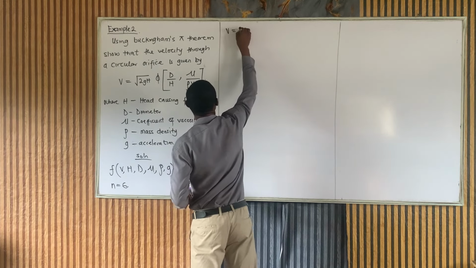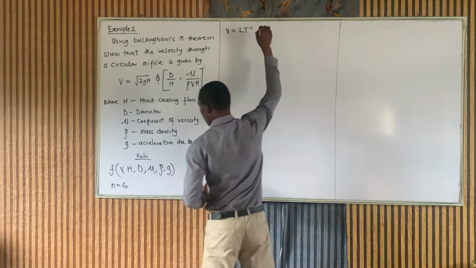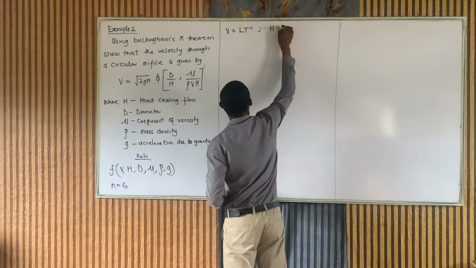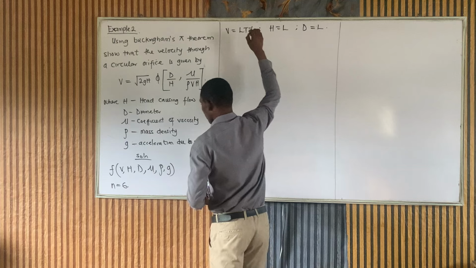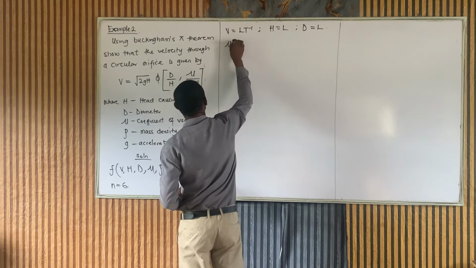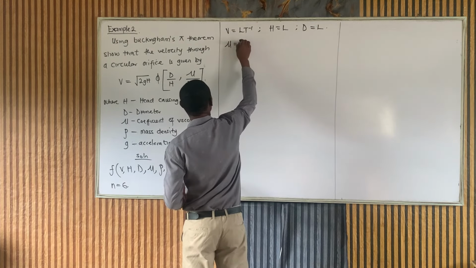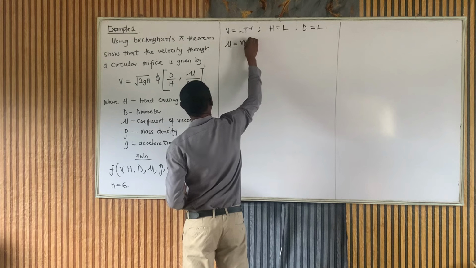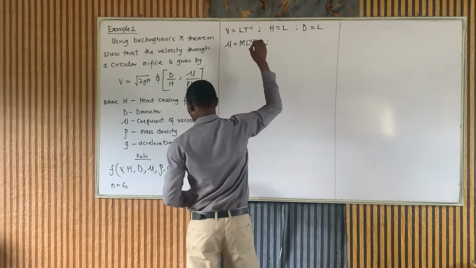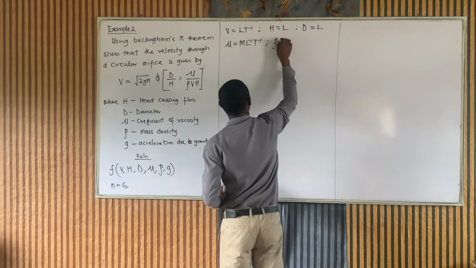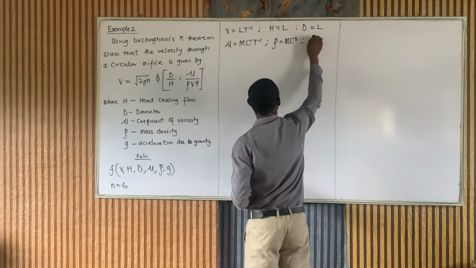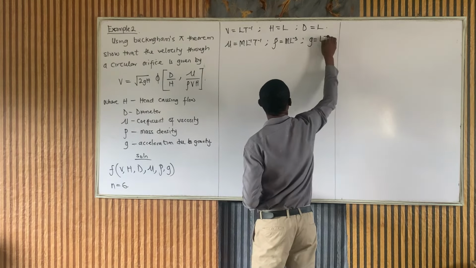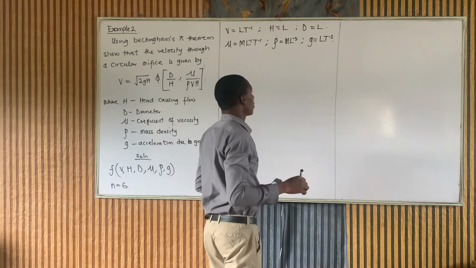For velocity, it is LT minus 1. Again, for the head, the dimension is L. For diameter, the dimension again is L. For the viscosity, the dimension is M L minus 1 T minus 1. Again, for density, the dimension is ML minus 3. And lastly, for acceleration, the dimension is LT minus 2.